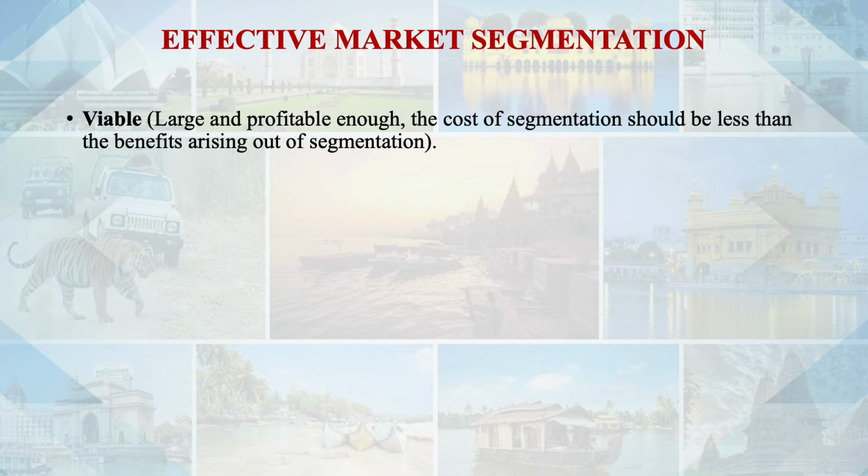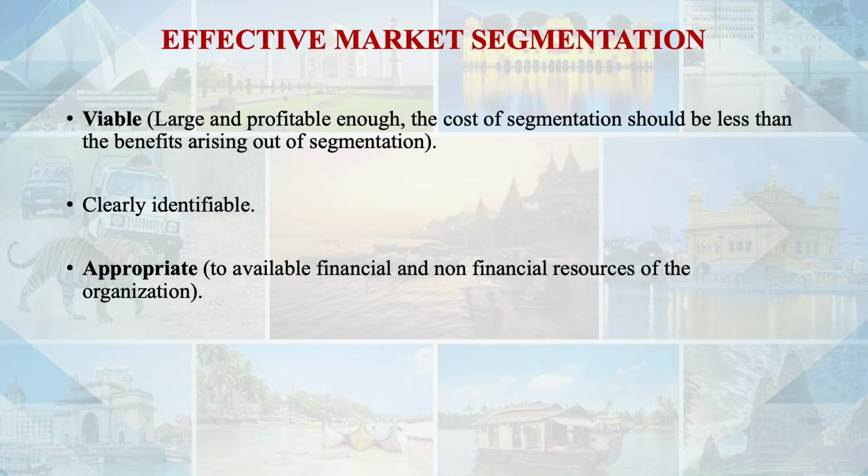Next, the market segment should be clearly identifiable, meaning we should be able to clearly identify one segment from another segment. Next, the market segment should be appropriate to the available resources, meaning we cannot make a market segment which is not suitable to our resources. Every organization has limited resources. Suppose we have a travel agency located in Delhi, and we make market segments on the basis of states, or geographical segmentation, but we do not have the resources to cover each and every state, then this kind of segmentation is of no use.